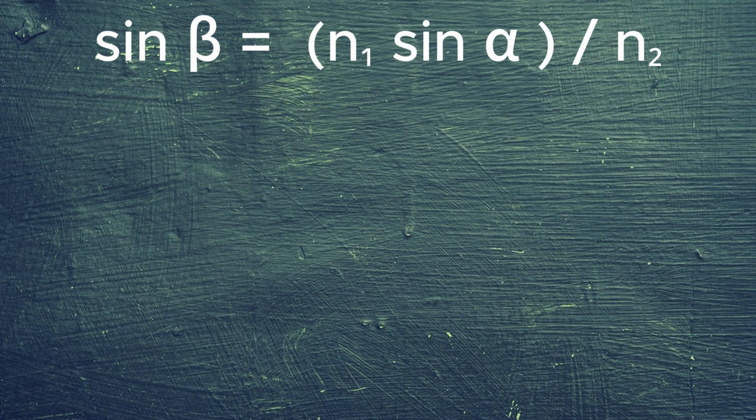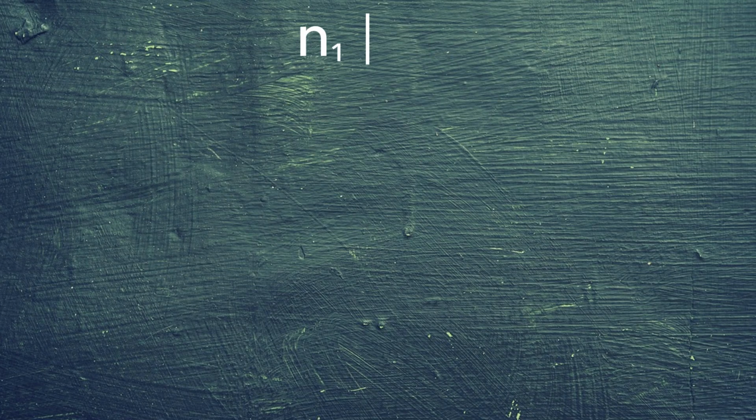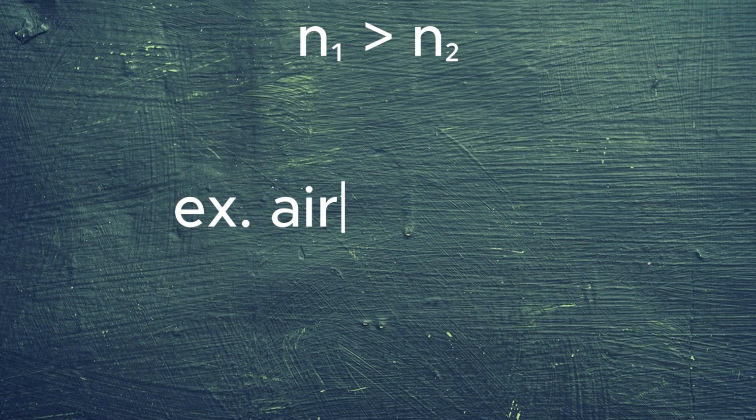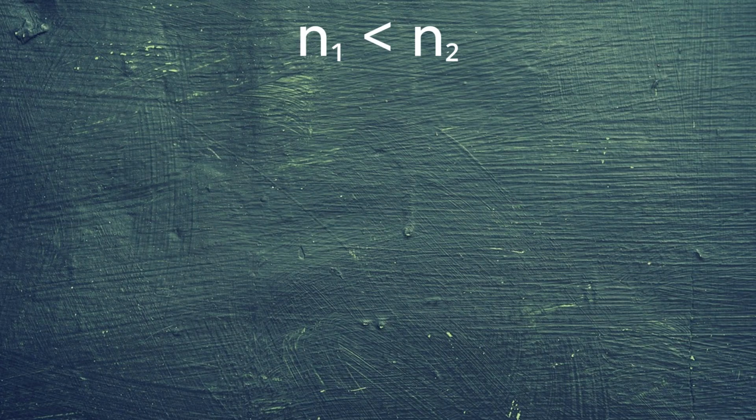Sine alpha is always going to be between -1 and 1, so there's no problem yet. n1 over n2. Oh wait, if n1 is less than n2, then we have no problem, and light is traveling from a low density medium to a higher density one. But if n1 is bigger than n2, for example, light exiting from glass towards air, there is one thing that could potentially happen, and according to Murphy's law, anything that can happen will happen. So what happens when this happens?